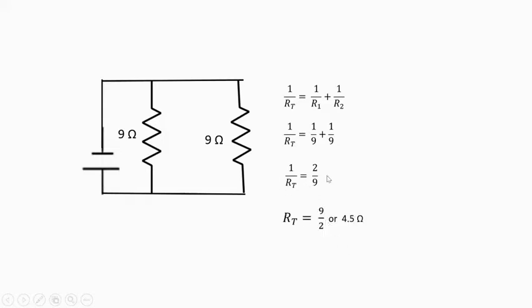Okay, so when you're finding the total resistance in a parallel circuit, you always have to flip it over at the end. So 9 over 2 would be 4.5 ohms, which is interesting because both resistors are larger than 4.5, but put together, their total resistance is only 4.5.